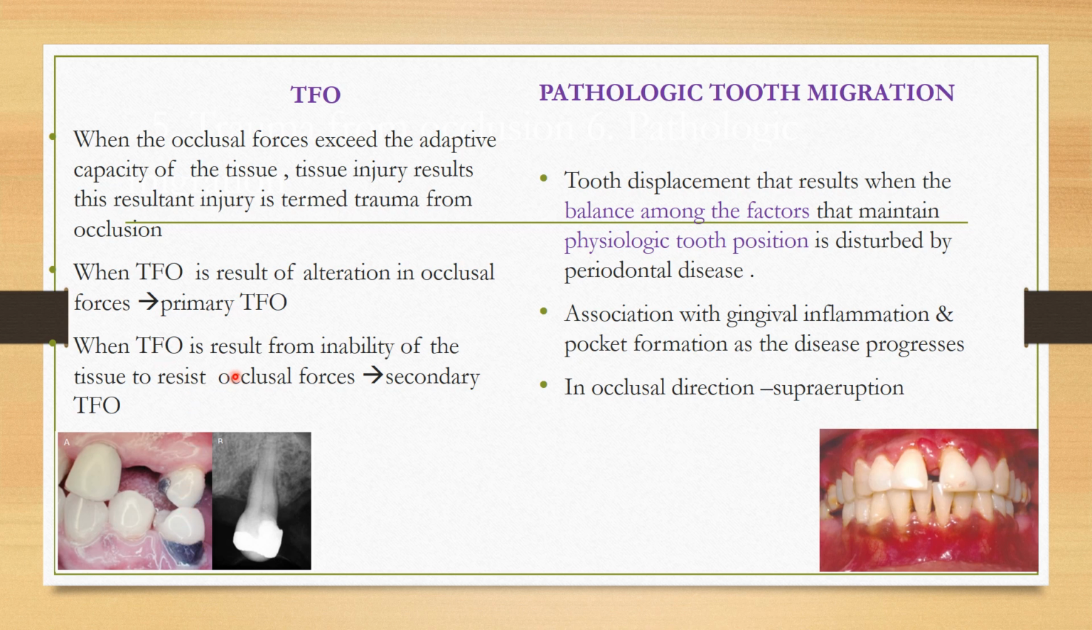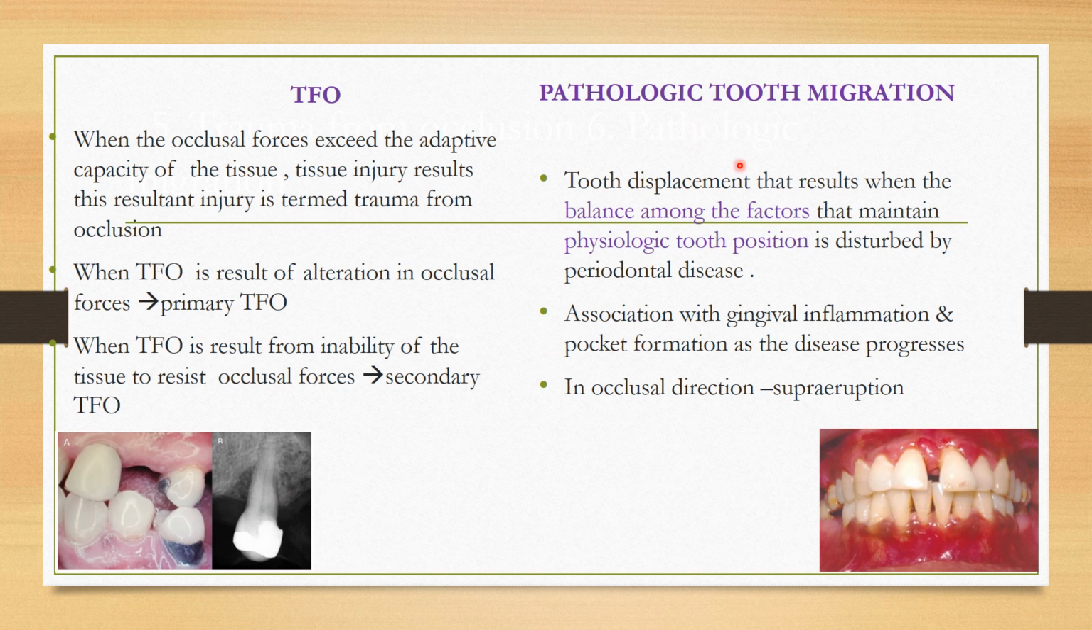When TFO is a result of inability of the tissue to withstand or to resist the occlusal forces, that is secondary TFO. You can see this in this picture. This tooth is unable to withstand the occlusal forces, which leads to further bone loss. So that is called secondary TFO, and which can lead to pathologic tooth migration.